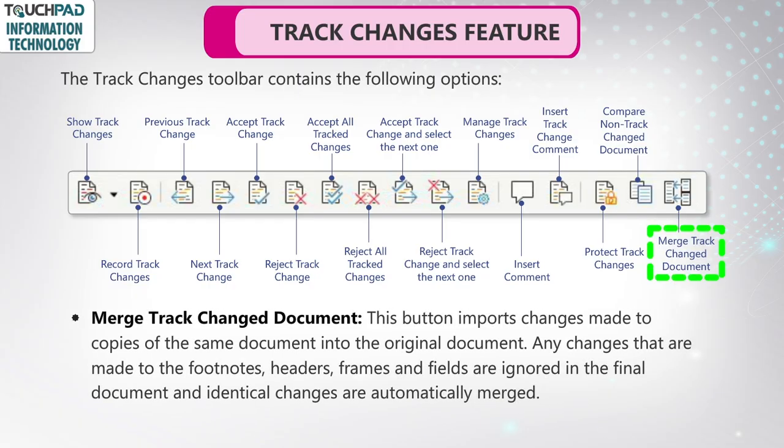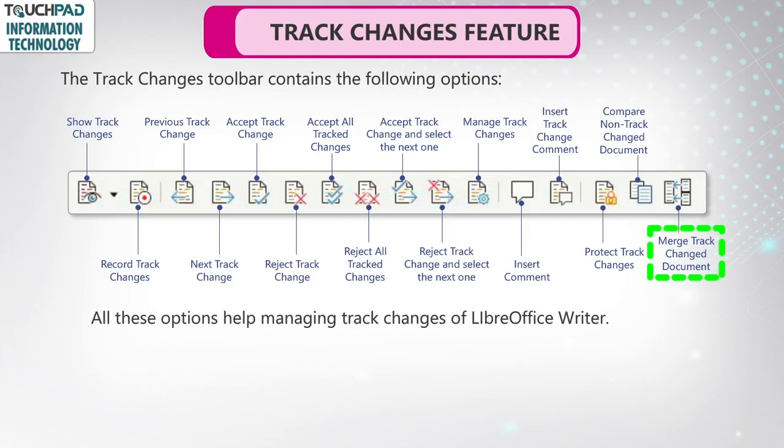Merge track changed document. This button imports changes made to copies of the same document into the original document. Any changes that are made to the footnotes, headers, frames, and fields are ignored in the final document, and identical changes are automatically merged. All these options help in managing track changes of LibreOffice Writer.